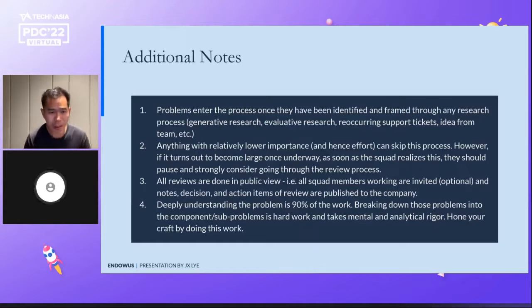So, one thing to note, all the problems enter this process once they've been identified and framed through the research process. One thing to call out is that not everything has to go through this. If you feel it's low importance and you can just make a decision, go for it. But the moment you start implementing and you realize that, why don't I have buy-in, or this feels really tough, people are not really coming behind that, then I think it's a good time to come back and explore this process again. My practice is I like to keep all these reviews in public, including all of the notes. And as always, I think understanding a problem is most of the work. The more we can understand what the problems are, the better we can do our job.